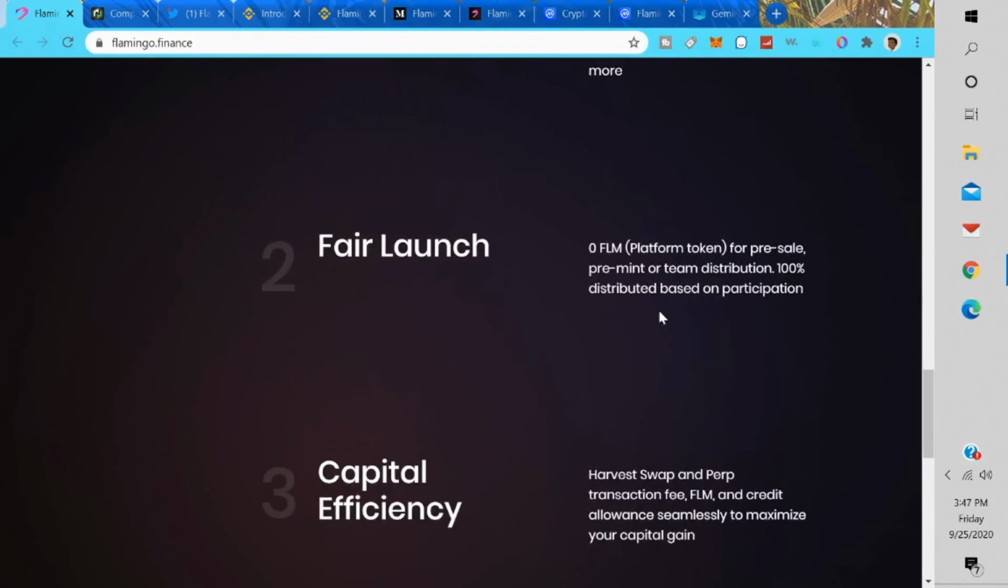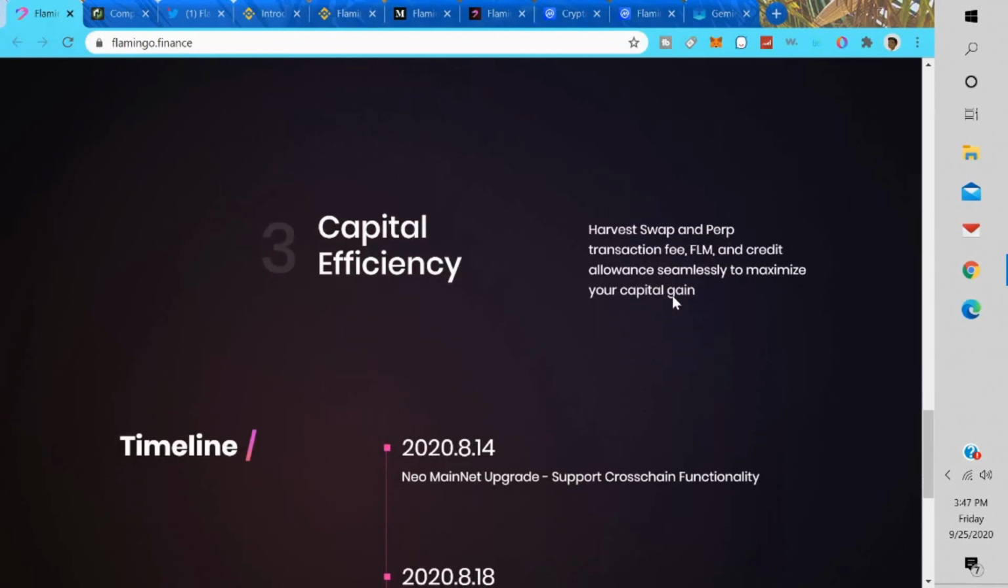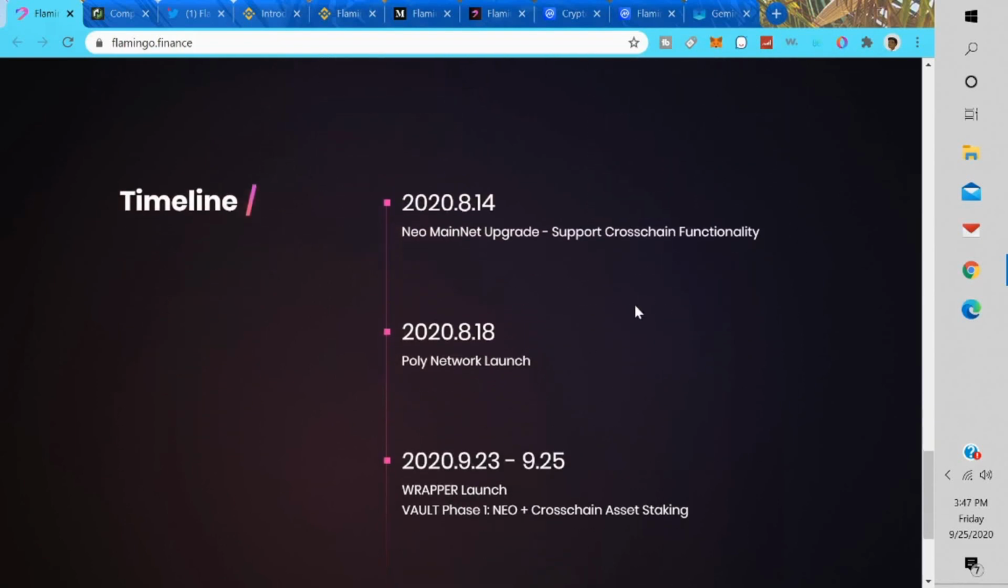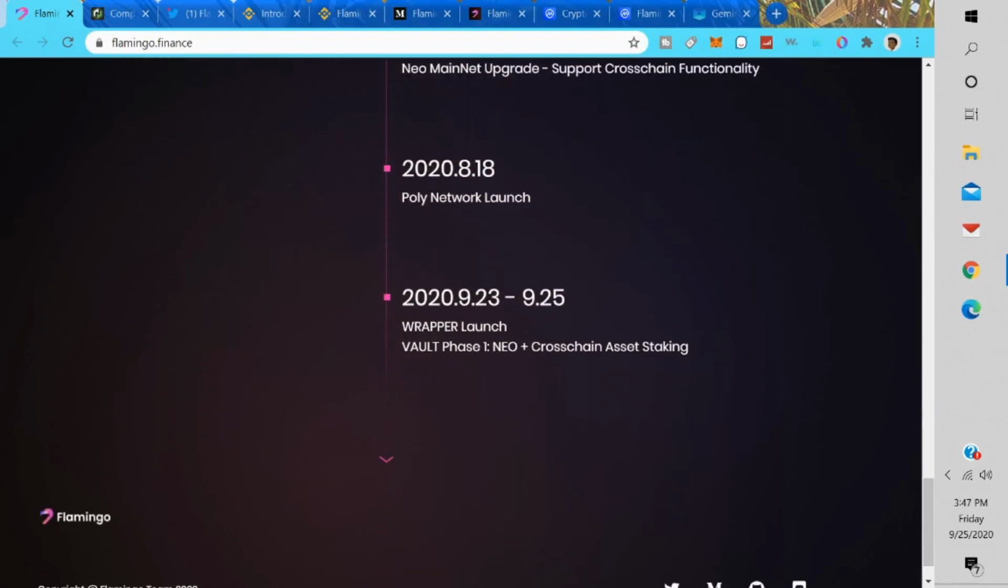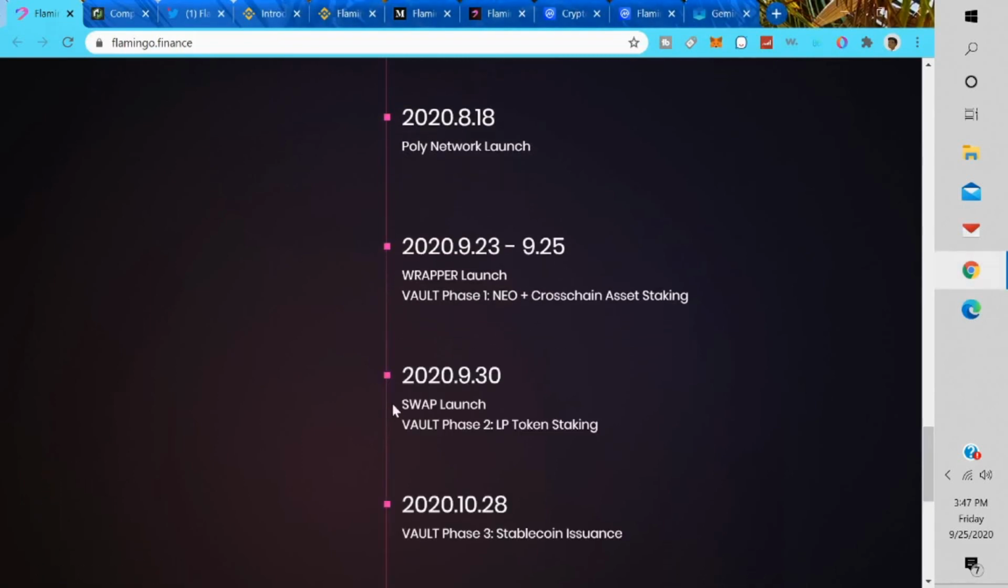Fair launch, 0 FLM platform token for pre-sale, pre-mint, or team distribution, 100% distributed based on participation. Harvest swap and perp transaction fee, FLM, and credit allowance seamlessly to maximize your capital gain. And they were supposed to launch the wrapper launch and vault phase one, NEO plus cross-chain asset staking, 9/23 to 9/25, and that's what's going on right now.